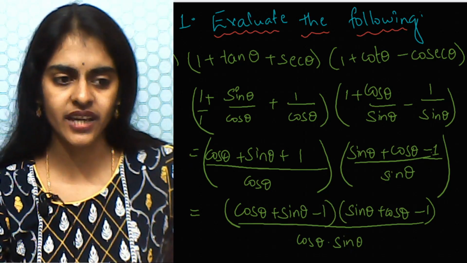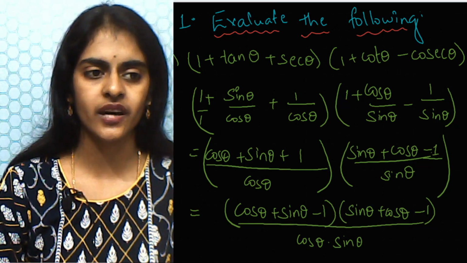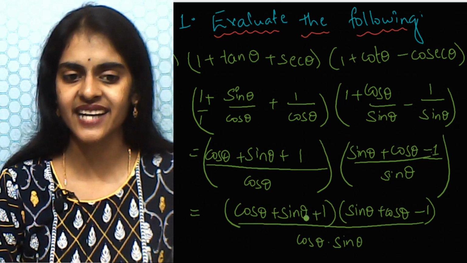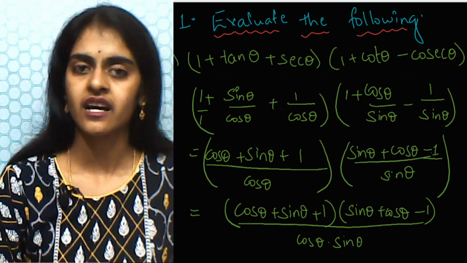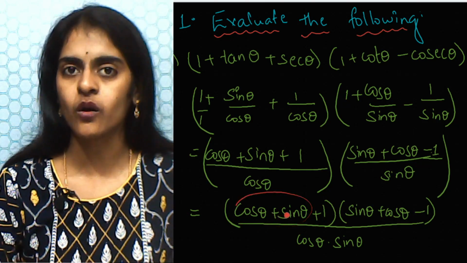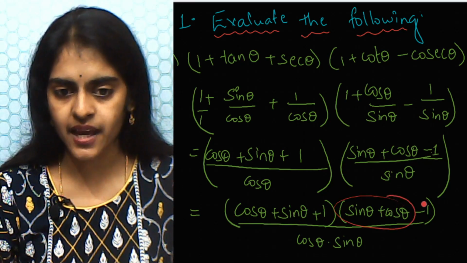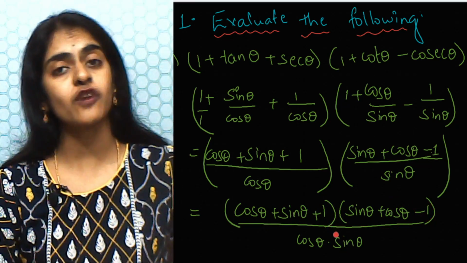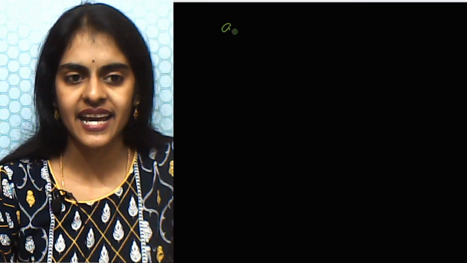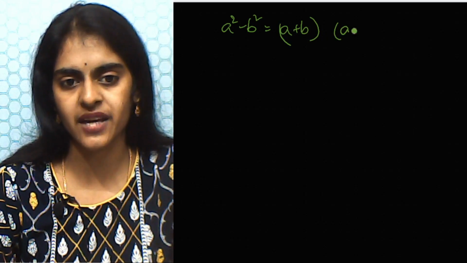So now here you can see this is like a minus b into a plus b form. Here you have plus, isn't it? This is like a plus b into a minus b, where a is nothing but cos theta plus sin theta. So this is a plus b multiplied by a minus b. So what is the formula? It is a square minus b square. We know that a square minus b square is nothing but a plus b multiplied by a minus b.